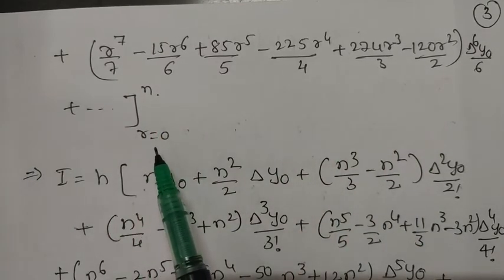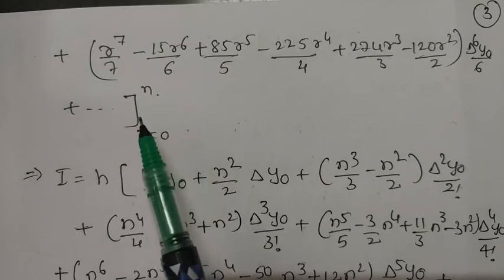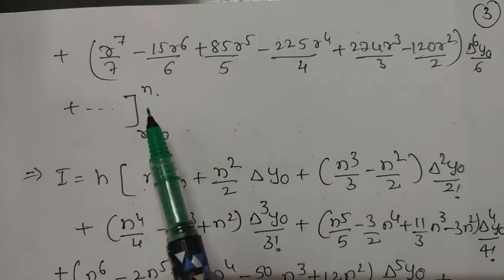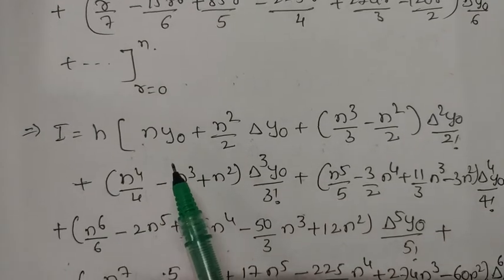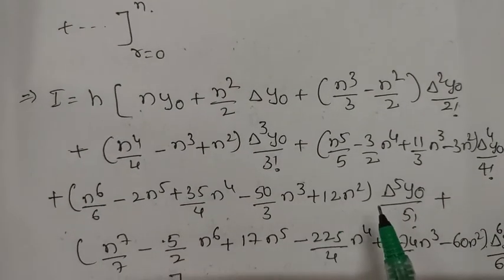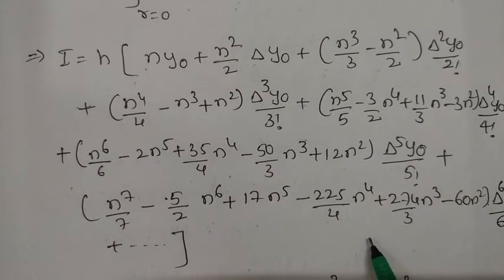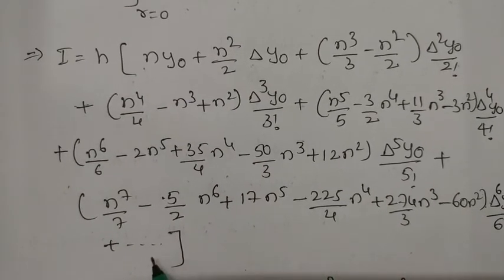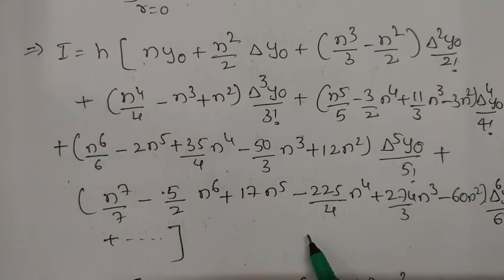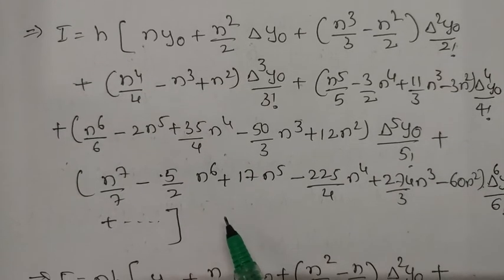And the integration is between r equals 0 to n. First you substitute the upper limit. So when you substitute r equals n, just substitute r equals n in all the terms, you will get this term. And minus r equals 0. At r equals 0, every term contains r, no? So the lower term becomes 0. There is no need to write the next term. So this is just substitution.